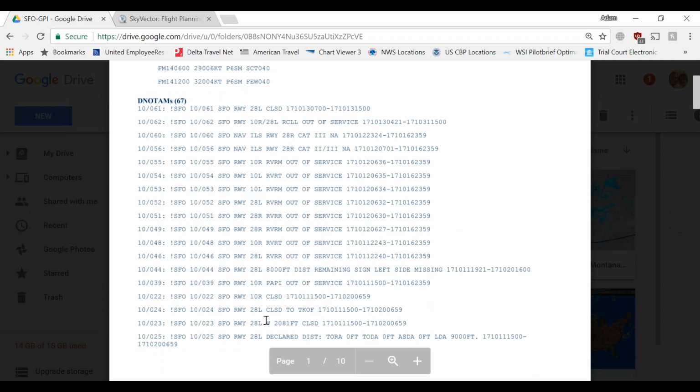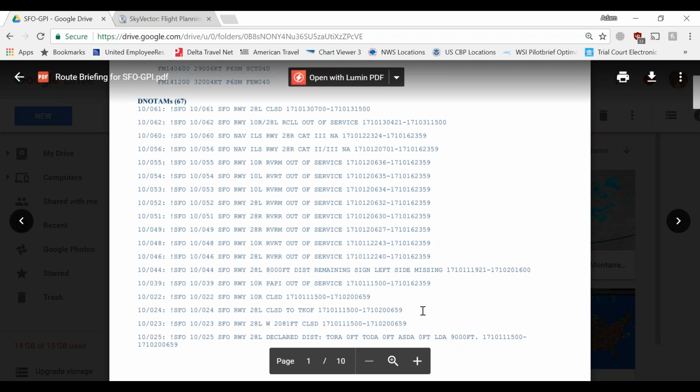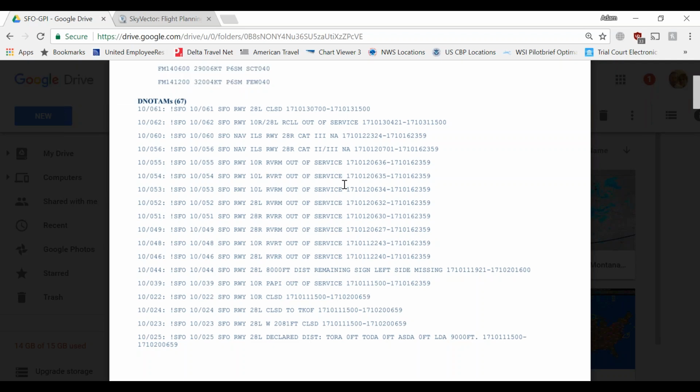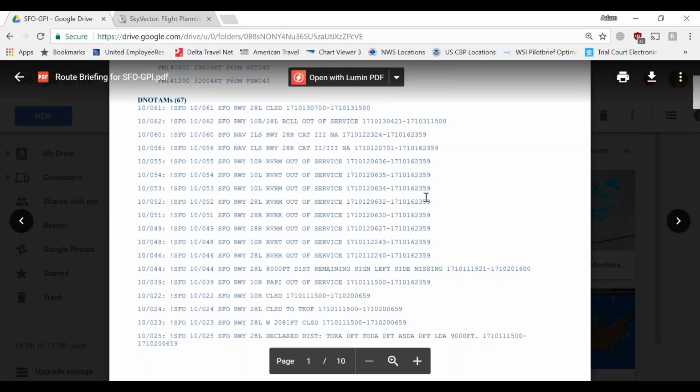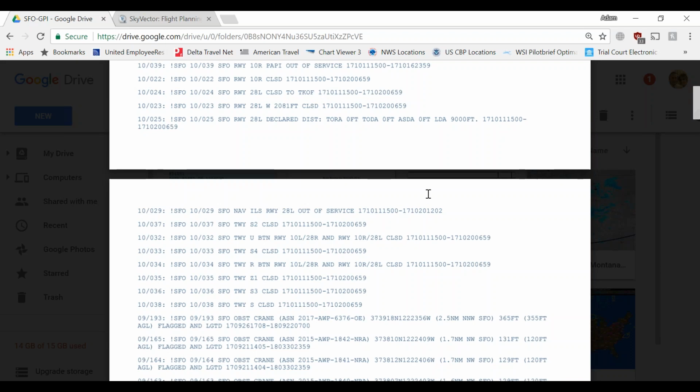And then let's see later on here, 28 left closed to takeoff from 1500 all the way till... Yeah, so that 28 left is closed to takeoff. You see anything about 28 right being closed or anything? They keep RVR's out.